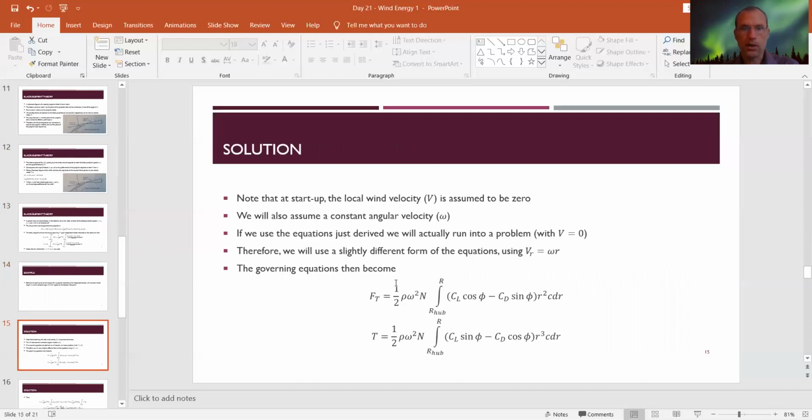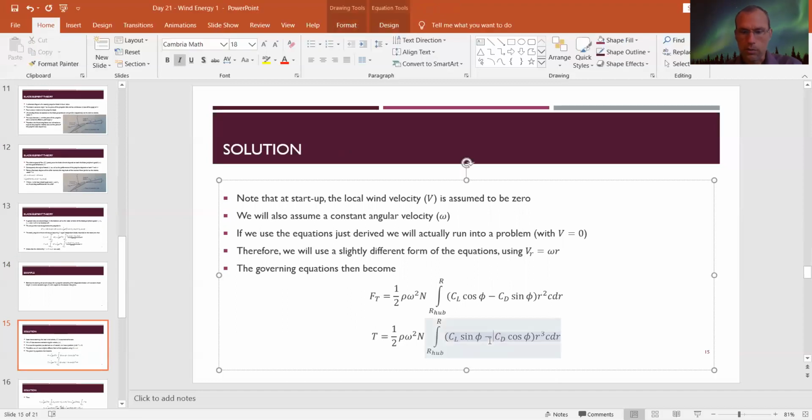So doing that, I get 1/2 rho omega squared n, and the stuff that depends on R, again, the angles. So I have CL cosine phi minus CD sine phi, R squared dR. And then same thing for the torque. Torque just has an extra factor of R in it, so R cubed instead of R squared. And this again should probably be a plus sign. There we go.